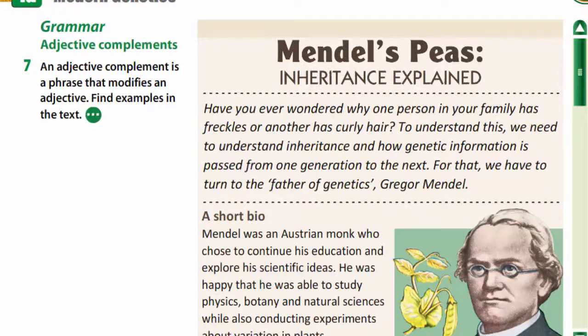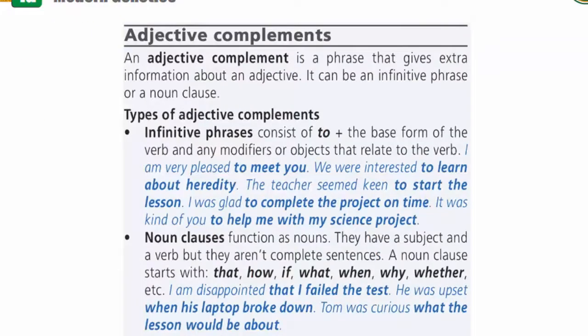And now let's speak about adjective complements. An adjective complement is a phrase that gives extra information about an adjective. It can be an infinitive phrase or a noun clause. The types. Infinitive phrases consist of to plus the base form of the verb and any modifiers or objects that relate to the verb. For example, I am very pleased to meet you. We were interested to learn about heredity.